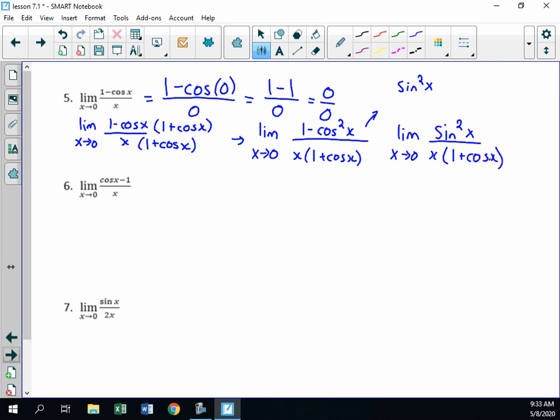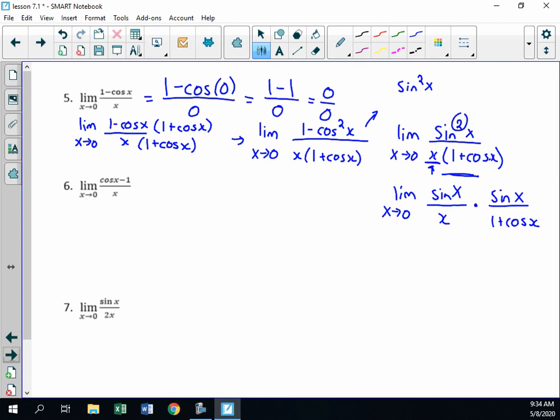Now, I'm not done because the problem is I still have this x, and that x can't be 0. If I plug it in, I'm going to get something over 0, which is something I don't want. So what I need to do is split this up and get one of those cases that I just talked about that we have to memorize. What I mean is I'm going to write this as sine x over x, took one of these and used this, times my other sine x over that 1 plus cos x. So all I did is split it up into two terms using my multiplication.